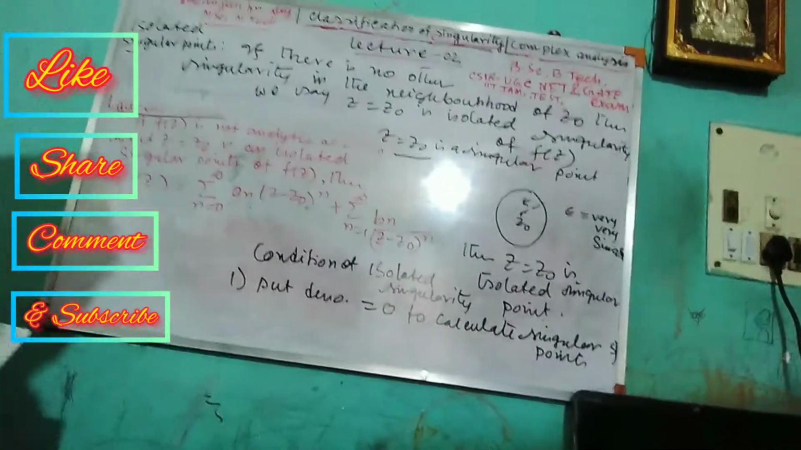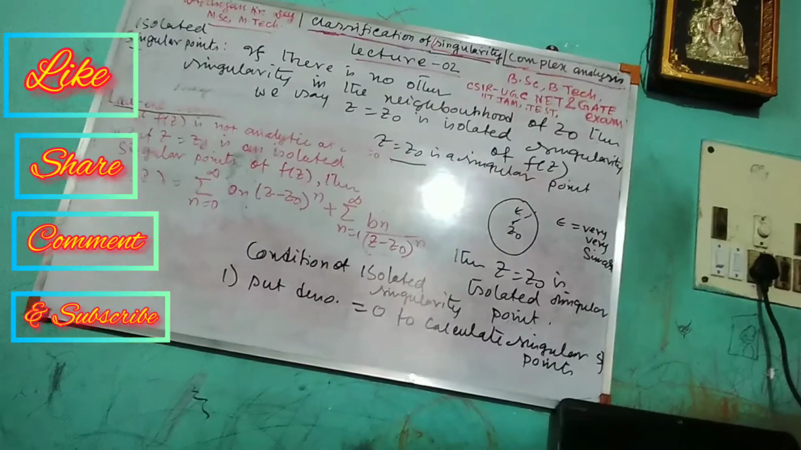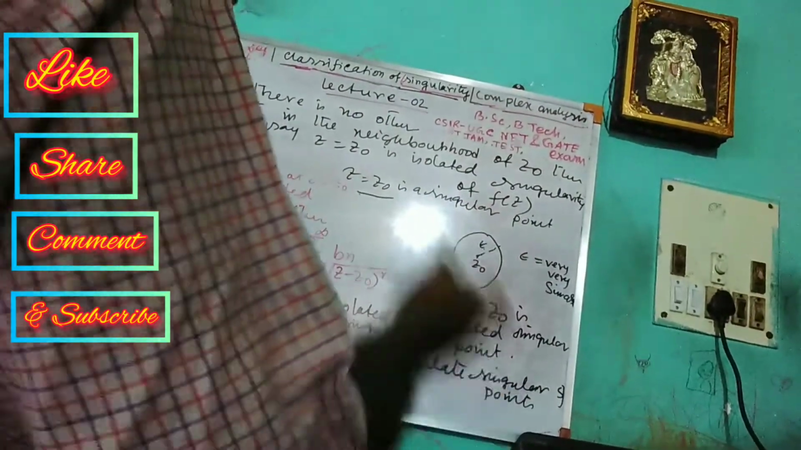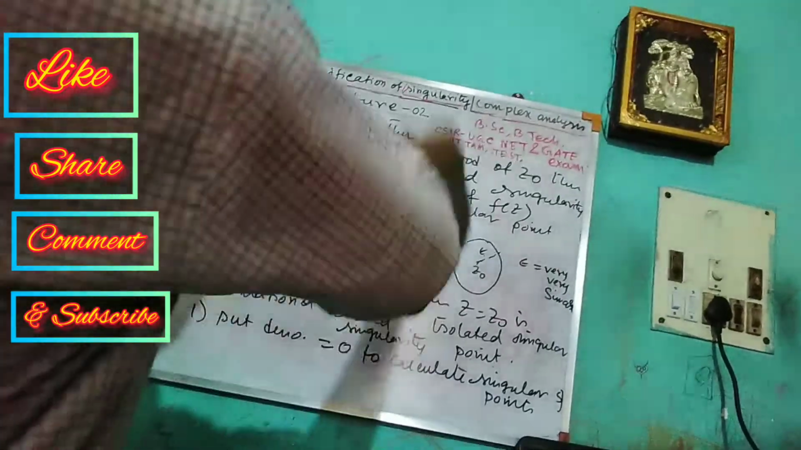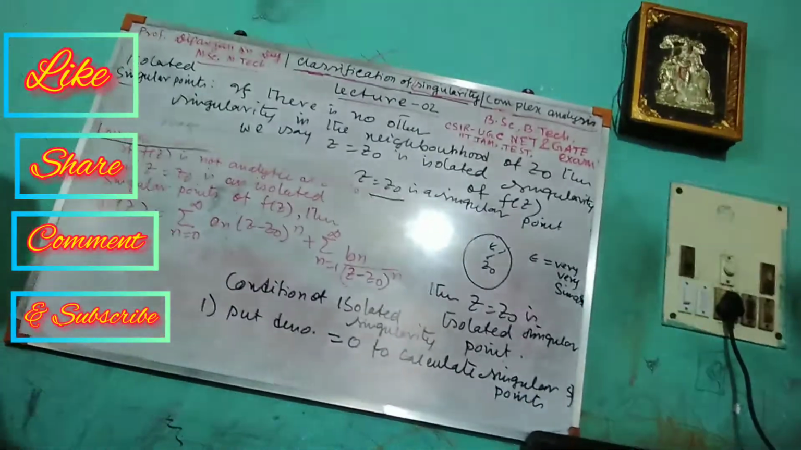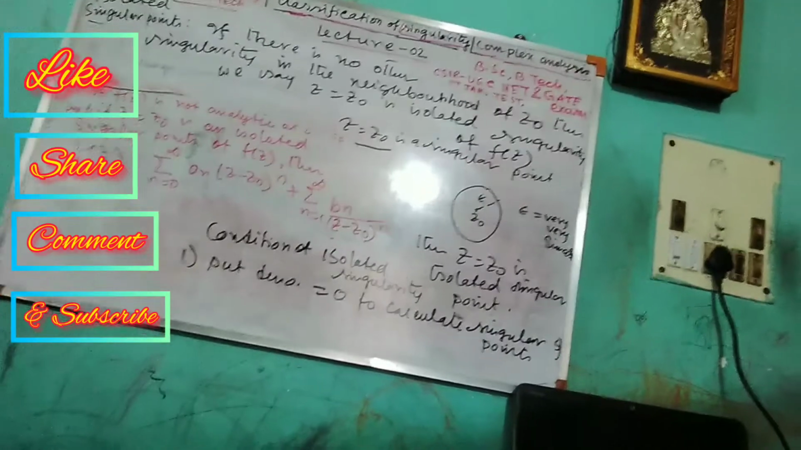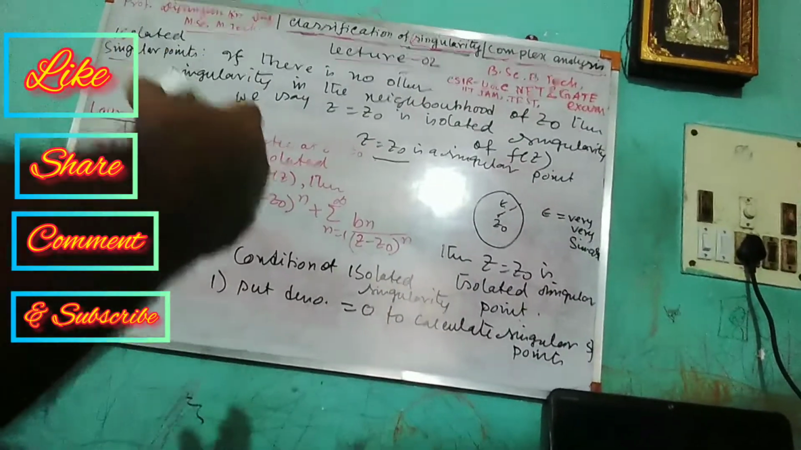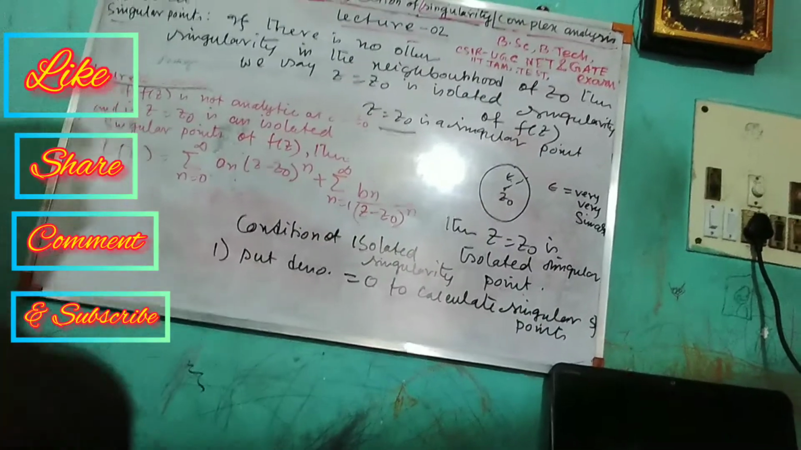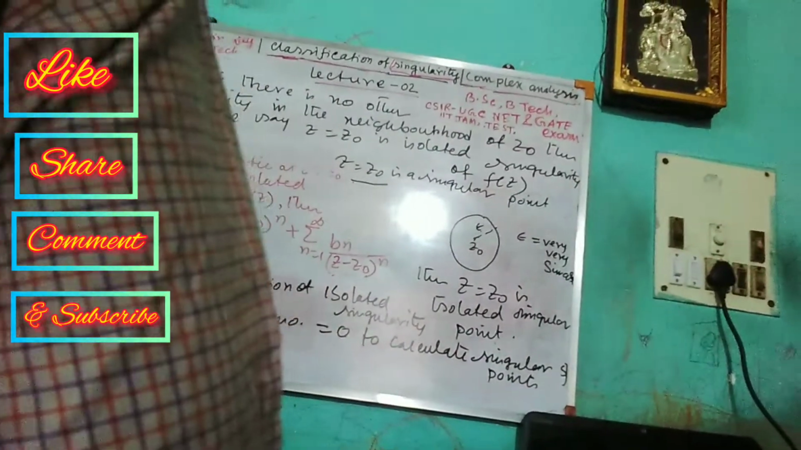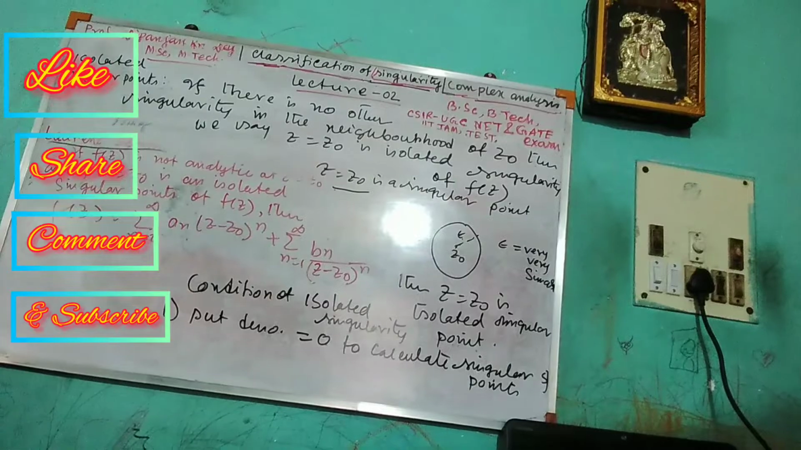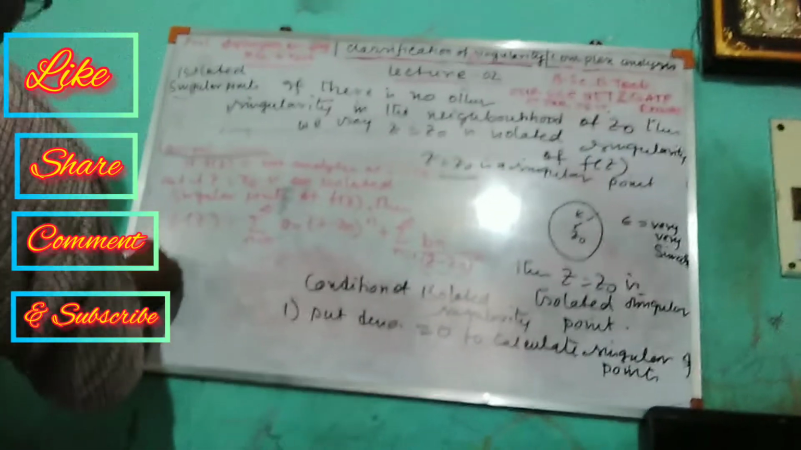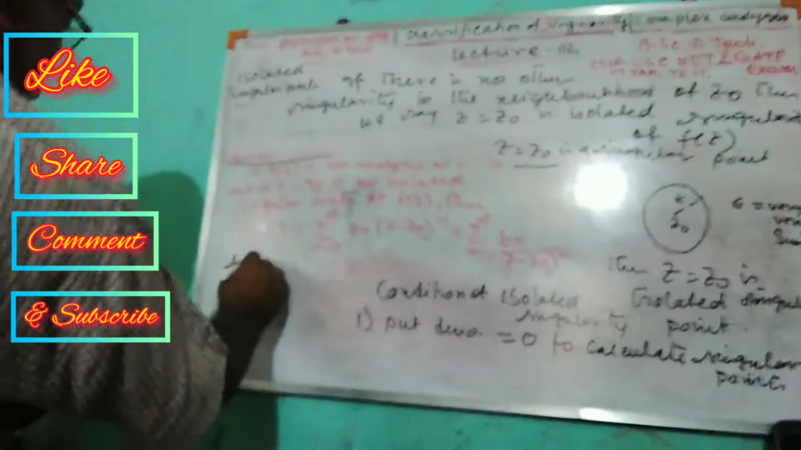These singular points may be finite, may be infinite. If the singular point is finite, then we can say it is an isolated singular point. If the singular point is infinite, then it will be a non-isolated singular point.